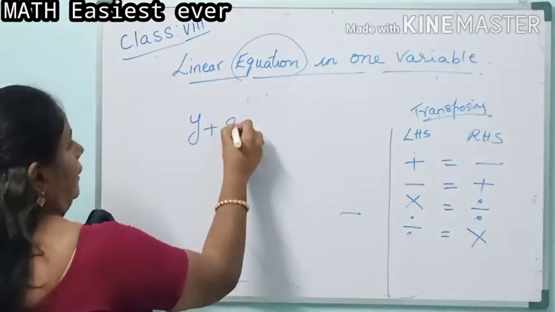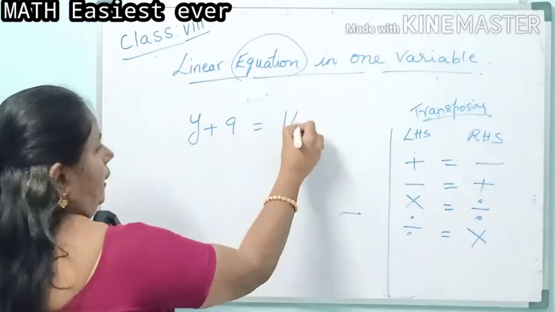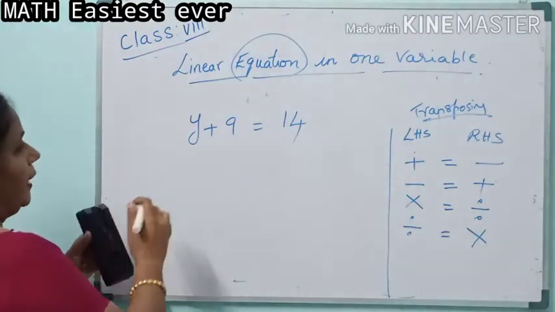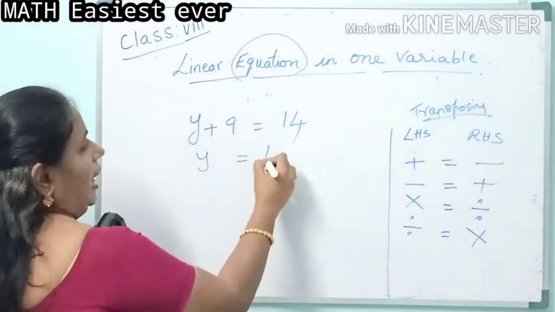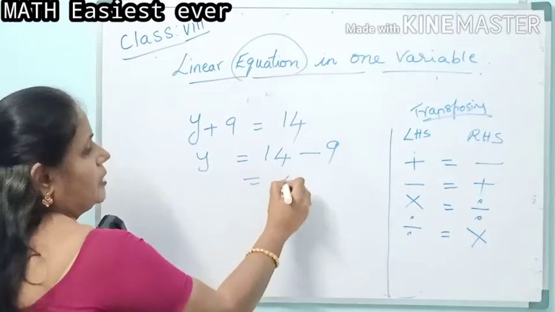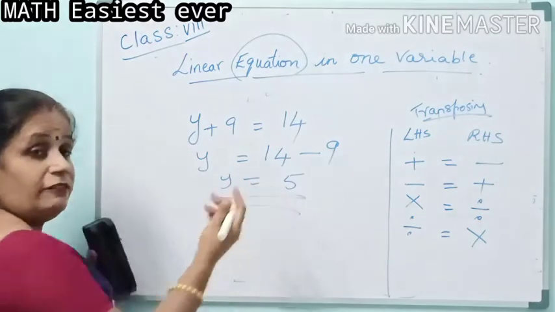y plus 9 is equal to 14. Isn't it? So what I do is, y is equal to 14 minus 9. I want to transpose this plus 9, it changes to minus 9. So your y answer is 5.